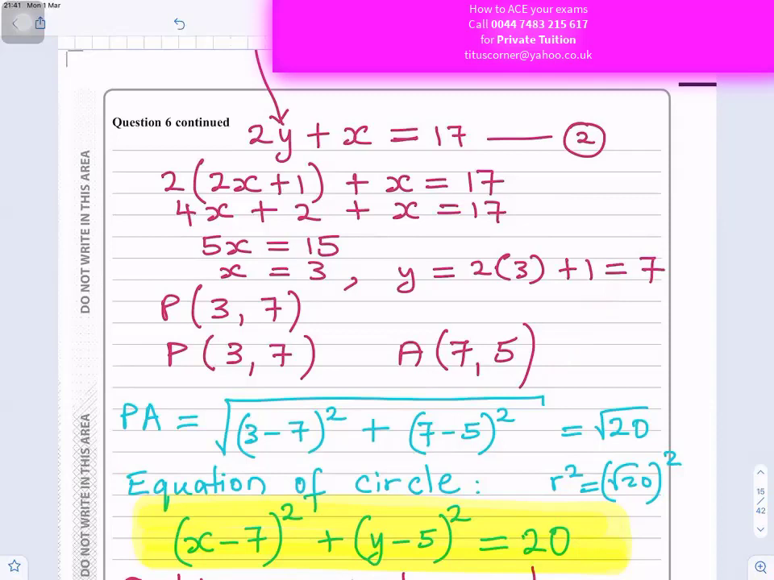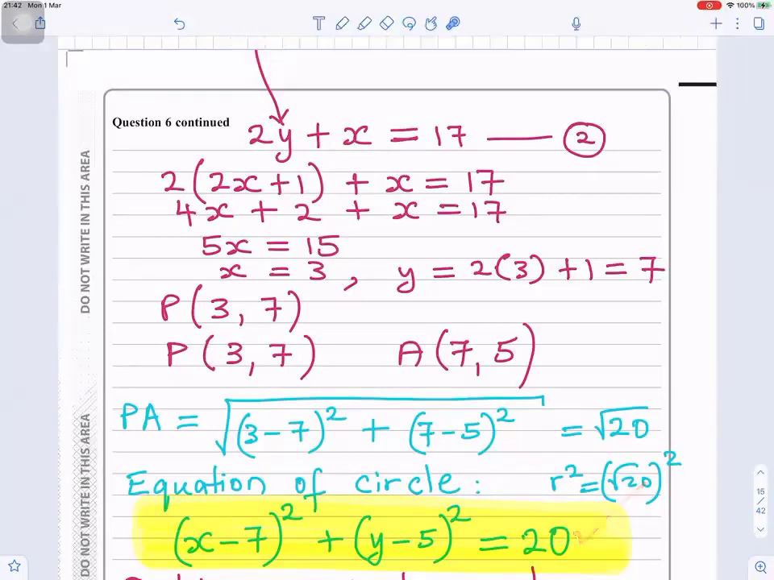Now we want to find the distance between P and A. So we use that distance formula. So it's 3 minus 7 all squared plus 7 minus 5 all squared, and square root of that. So that gives us square root of 20, which means r squared is 20. So the equation of the circle is x minus 7 all squared plus y minus 5 squared equals r squared. But r squared is square root of 20 squared, which is 20.